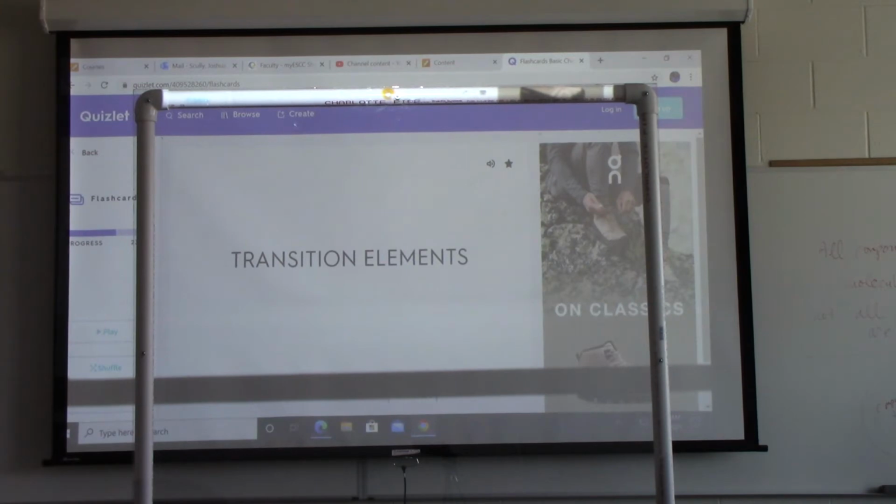Transition elements are the ones in the middle of the periodic table. Inner transition elements are the ones at the bottom.